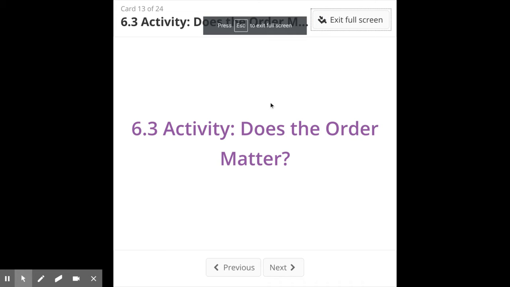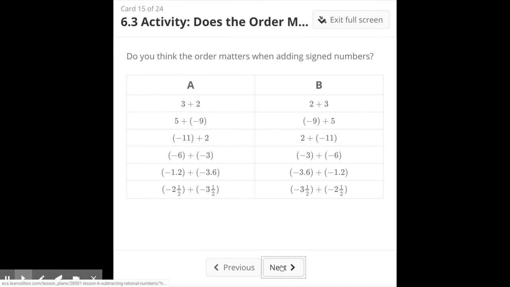Okay, so this is part 2 of lesson 6. We're working on activity 6.3, Does the Order Matter? This is on page 137 in your workbook. All right. So this particular setup right here is not in the workbook.